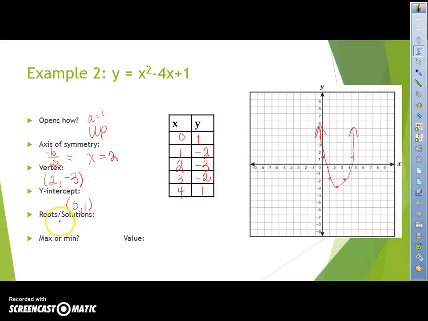This one is going to have two solutions because it once again is going to cross the x-axis twice. It's going to have a minimum value since it opens up and has a lowest point, and that value, remember, is the y-coordinate of your vertex, so it's at -3.